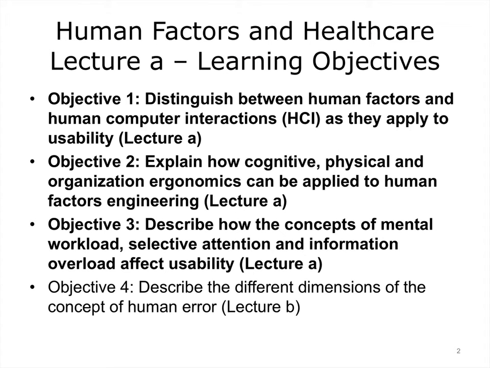The objectives for this unit, Human Factors in Healthcare, Lecture A, are to: 1. Distinguish between human factors and human-computer interactions, HCI, as they apply to usability. 2. Explain how cognitive, physical, and organizational ergonomics can be applied to human factors engineering. And 3. Describe how the concepts of mental workload, selective attention, and information overload affect usability.